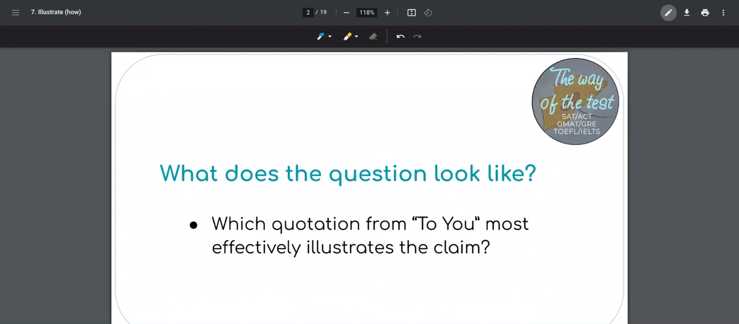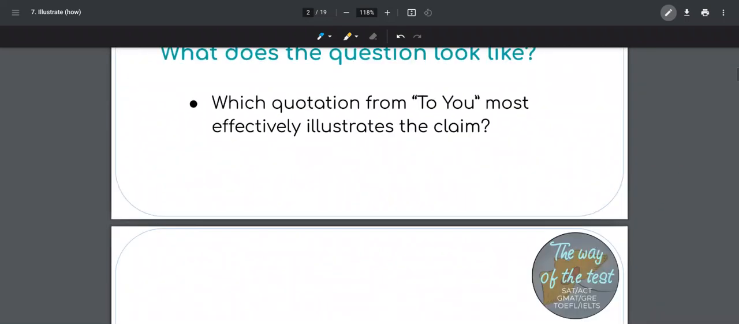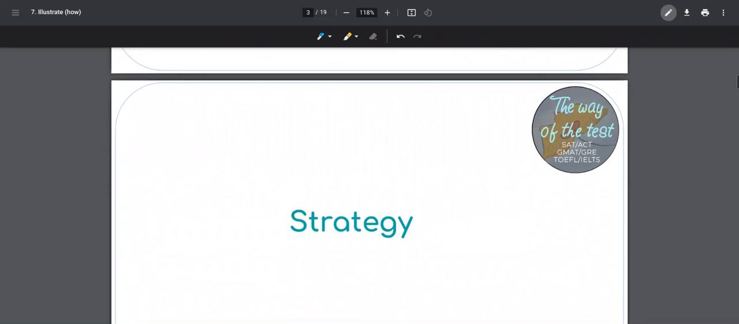They say, which quotation from the title they put here most effectively illustrates the claim. Before they ask this question, they show you a very small text that just explains what a text does. It could be a poem, a piece of a short story, or a piece of a novel. Basically, you're looking for what part of that story, novel, or poem says what they want you to say.